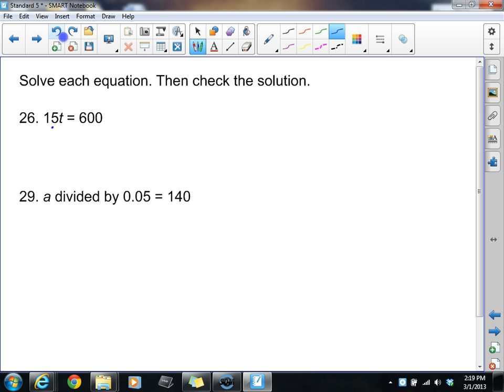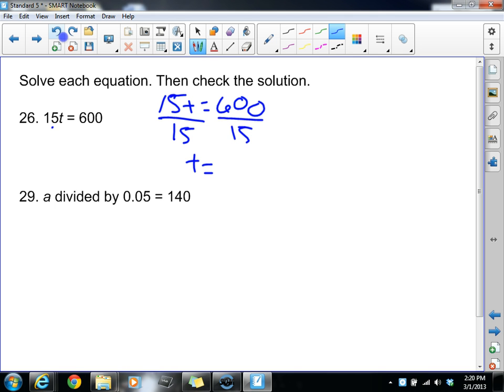So my goal is to get the t by itself. The way I do that is I'm going to do the opposite. In this case, 15 times t, the opposite is going to be divide by 15. So to get t by itself, I'm going to divide both sides by 15. So t equals 600 divided by 15, so let's set that up and solve.